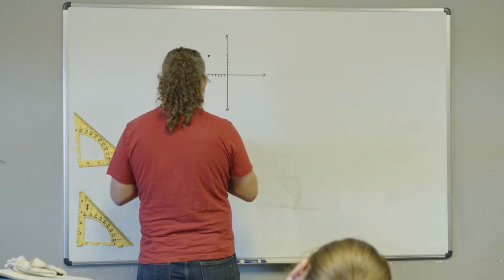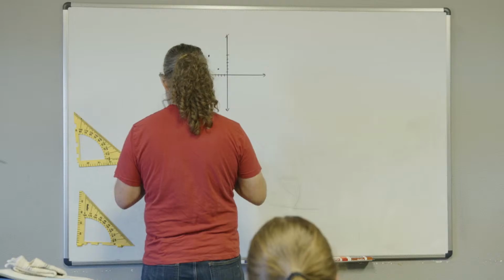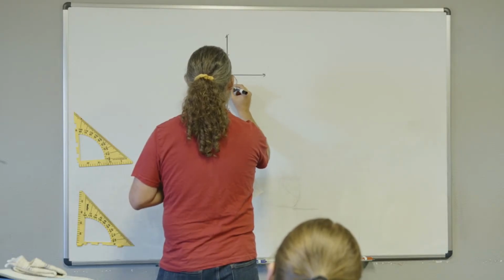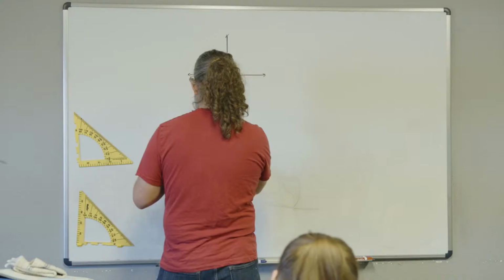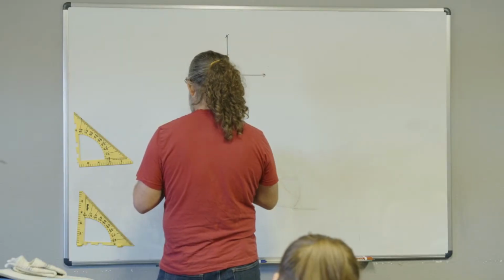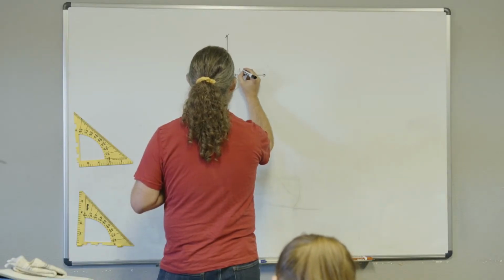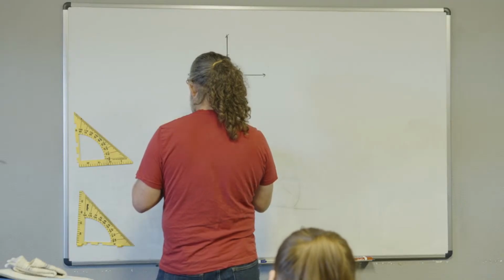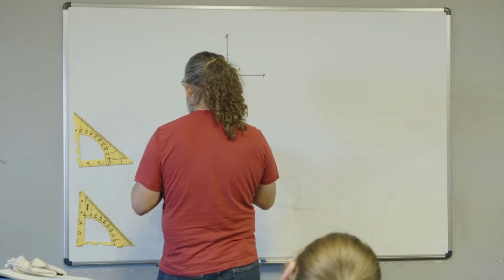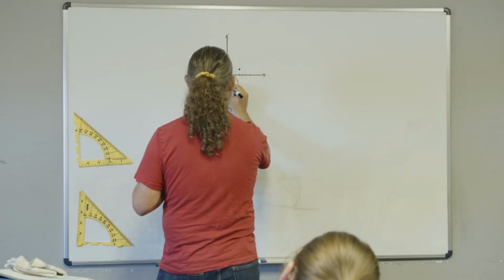There's another one at -3, 2. There's another one down here at -1, -1. And then there's one at 1, 0. And there's one at 3, 2. There's one at 6, 5. And one at -3, -4, 5.